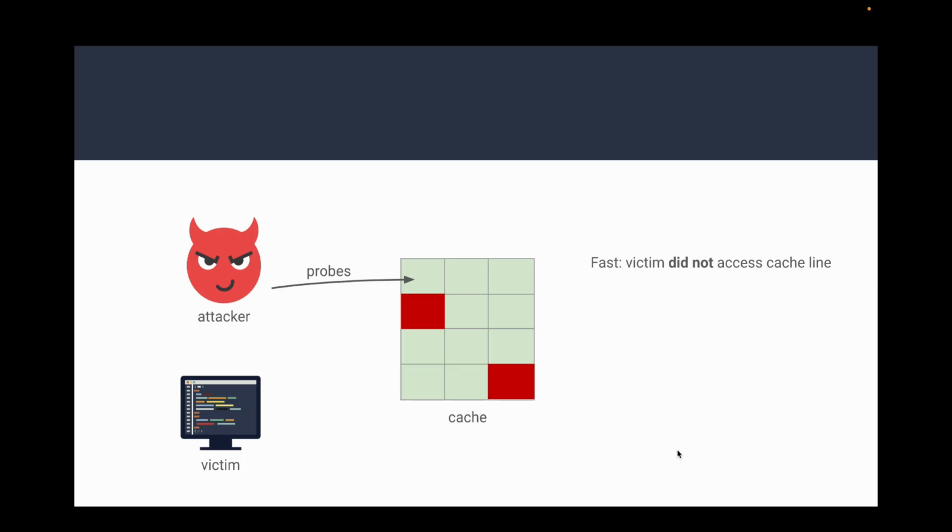If the access is fast, then the victim did not use the cache location because it is the same value that was there when the attacker primed it. However, if it's slow, that means the victim did use this location and loaded their value in.